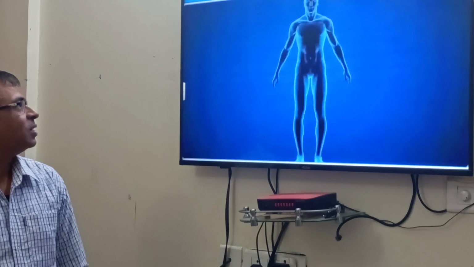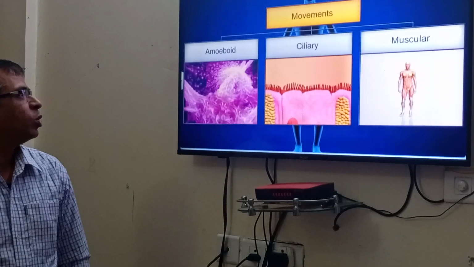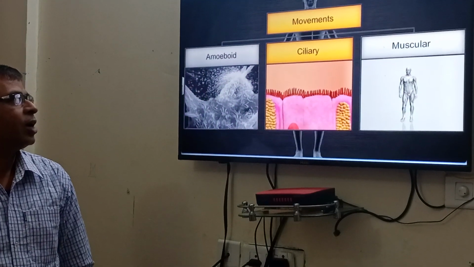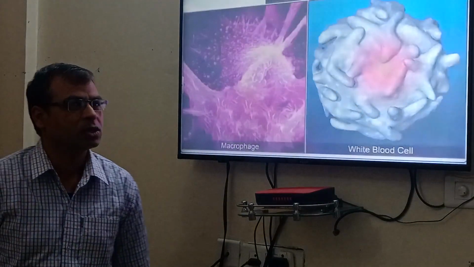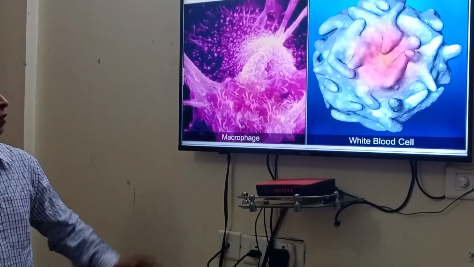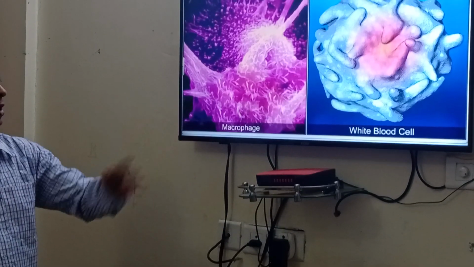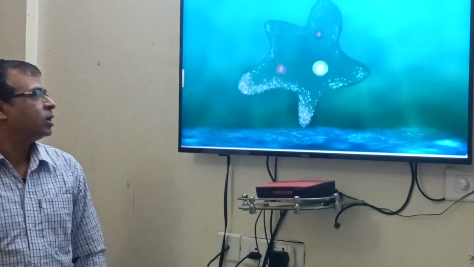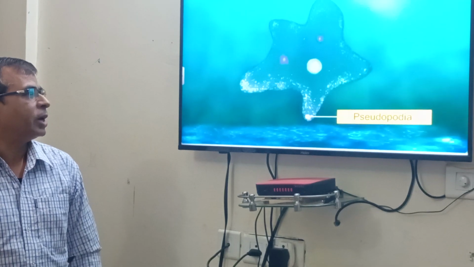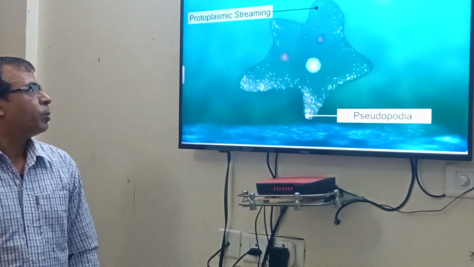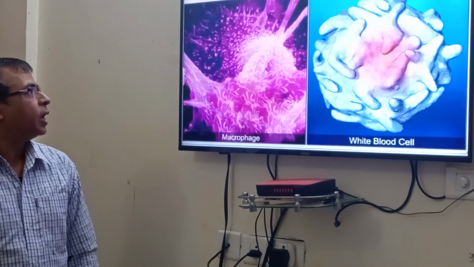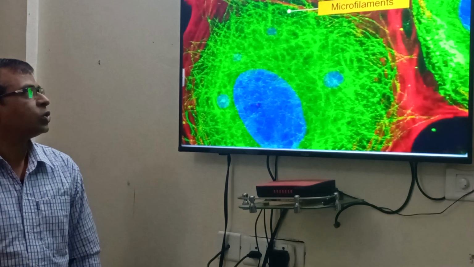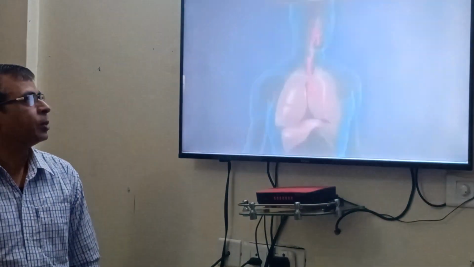So now we will see the types of movements by the cells of the body: amoeboid, ciliary, and muscular. Three types mainly. Amoeboid is the simplest form of movement. Macrophages and white blood cells in the blood show amoeboid movements, as does amoeba by pseudopodia and protoplasmic streaming. Microfilaments are also used in amoeboid movements in amoeba.